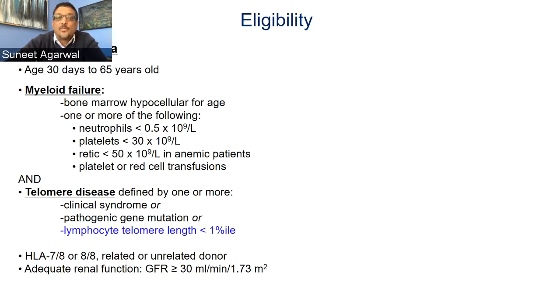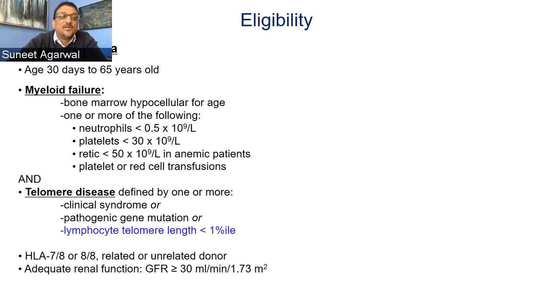So the bone marrow had to be hypocellular for age, and the patient should have one or more significant cytopenia or transfusion dependence. And importantly, telomere disease, especially in 2012, was defined not entirely precisely, and we decided to have a large catchment of patients as opposed to trying to define it extremely strictly. So the eligibility criteria could be the clinical syndrome or a known pathogenic gene mutation, in the setting of knowing that we don't know all the genes for DC even to this day, or lymphocyte telomere length by flow-FISH that was less than the first percentile.